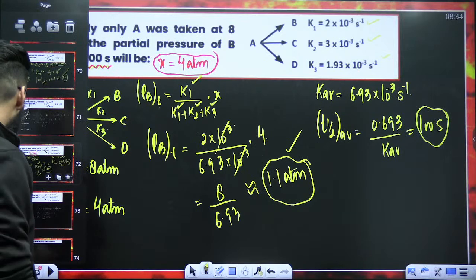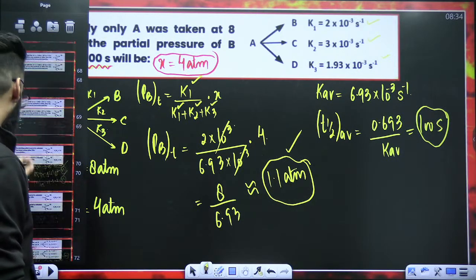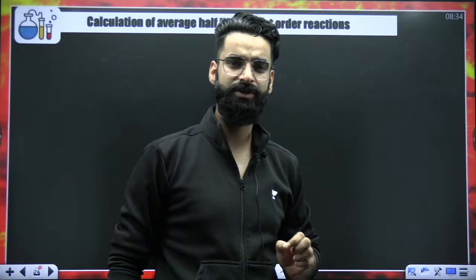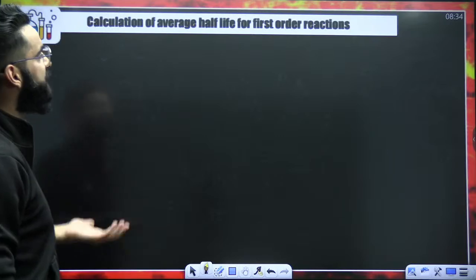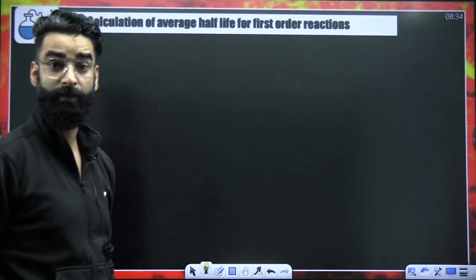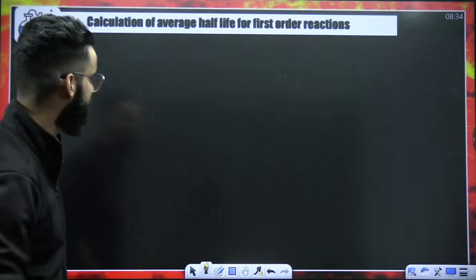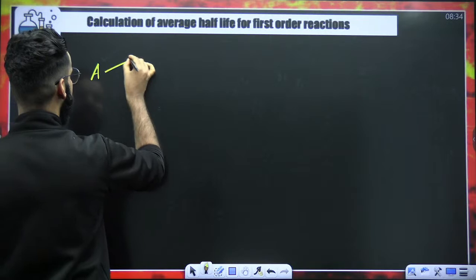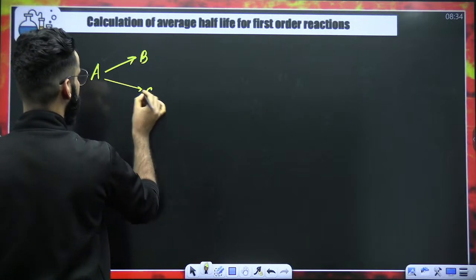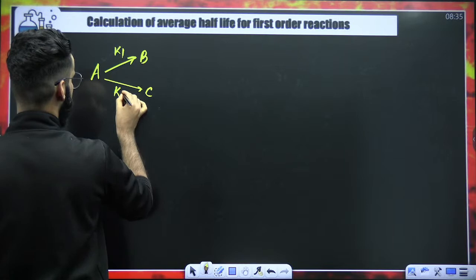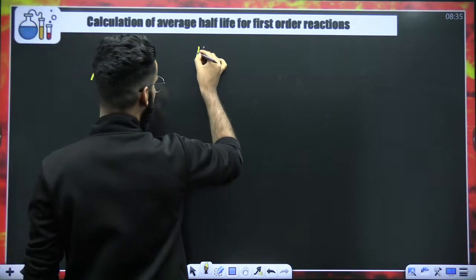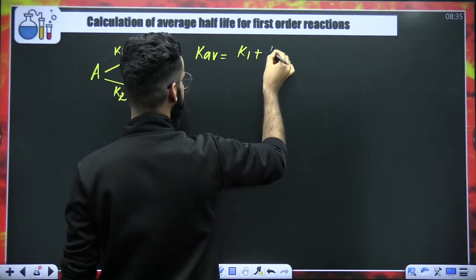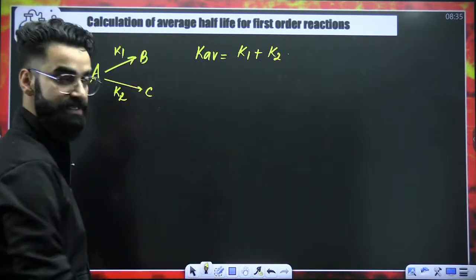One question I'm giving as the homework, or before giving you the homework question, one small topic is there which you need to know. Calculation of the average half-life for the first order reaction. See guys, for a first order parallel reaction, let's say you've got a parallel reaction like this, A gives B, A gives C. Its rate constant is K1, its rate constant is K2. Now first of all, the average rate constant of this parallel reaction is going to be simply K1 plus K2.